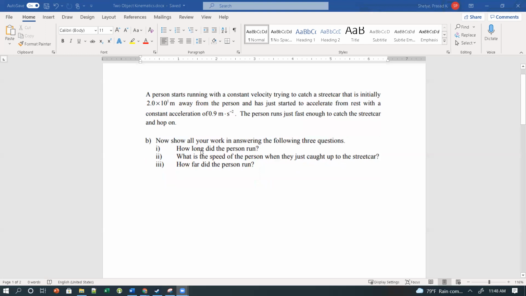So they want to know how long did the person run to catch the streetcar, what is the speed of the person when they caught the streetcar, and how far the person ran in total.